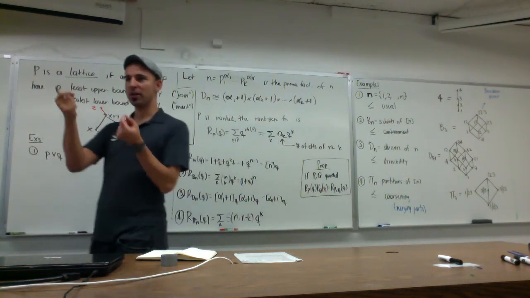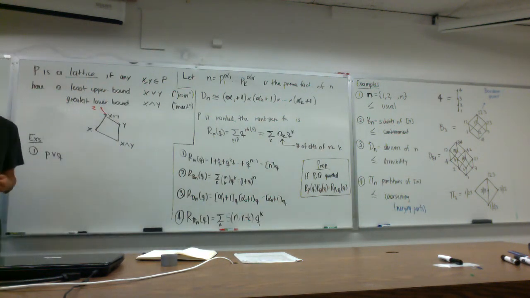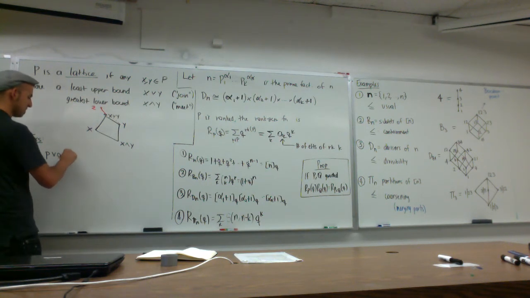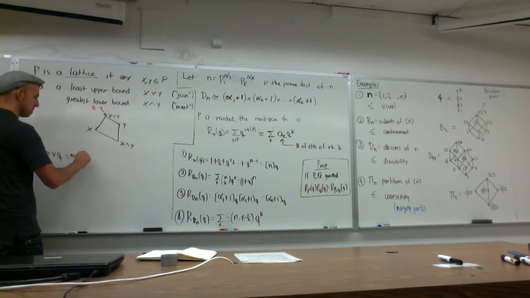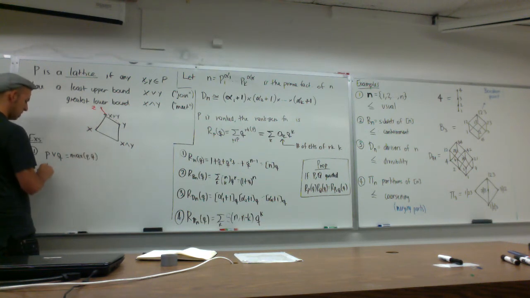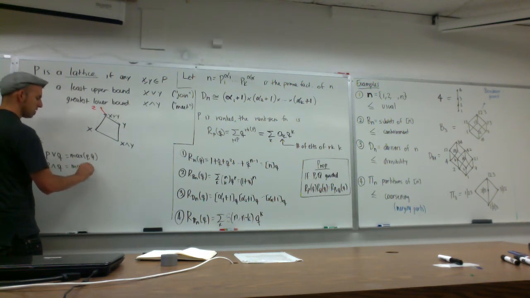For any 2 elements p and q, do I have a least upper bound? Like the least upper bound of 2 and 3 is 3. It's the bigger one. And the meet is the minimum. So this is a lattice.